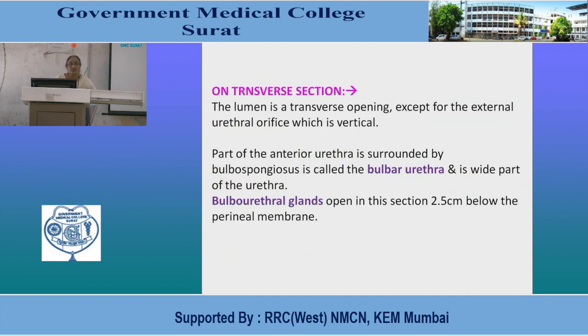Transverse section of the spongy or penile part of the male urethra is here. The opening is transverse except for the external urethral orifice, which is vertical. The part of the anterior urethra surrounded by the bulbospongiosus is called the bulbar urethra and is the wider part of the urethra. The bulbourethral glands open in this section, 2.5 cm below the perineal membrane.